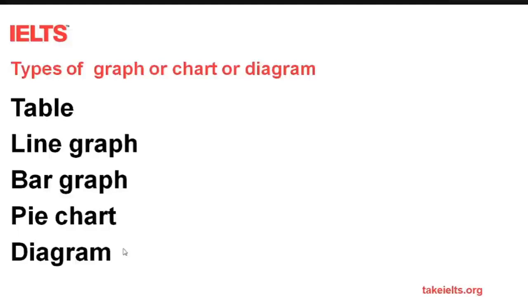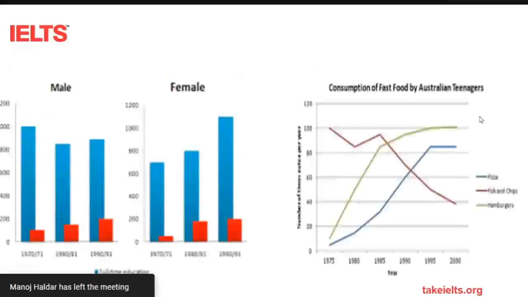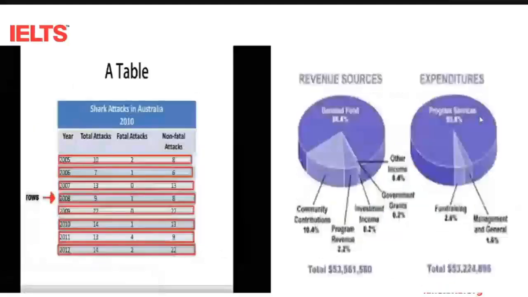Table is the easiest one. I already showed the graphs to you: bar, pie, line, and diagram. So let me show you. On the left, this is called a bar graph. On the right, this is called a line graph. And on the left, this is called a table. On the right, this is called a pie chart.